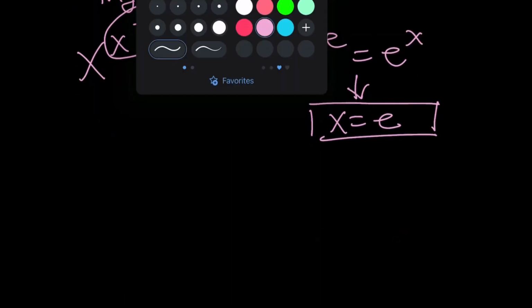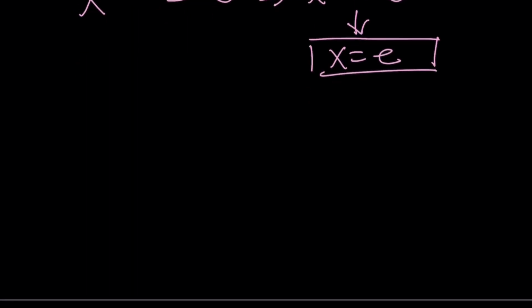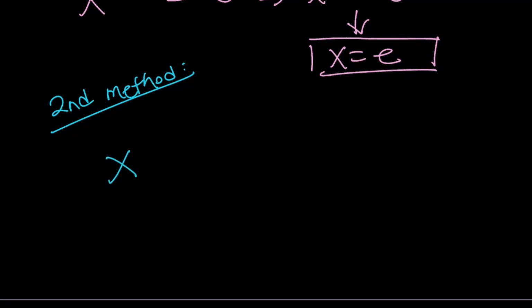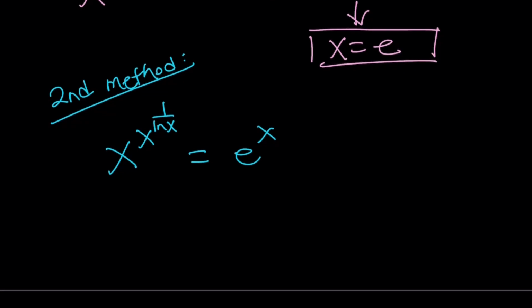So let's go ahead and take a look at the second method now. For the second method, I used a different approach, even though it turns out to be pretty much the same thing because, you know, at some point we have to ln both sides to bring all these powers down. Anyways, it just has a different approach to it. Okay, so let's see. We have x to the power 1 over ln x equals e to the power x. Great. So what am I going to do? ln both sides, right? Okay, let's do it.